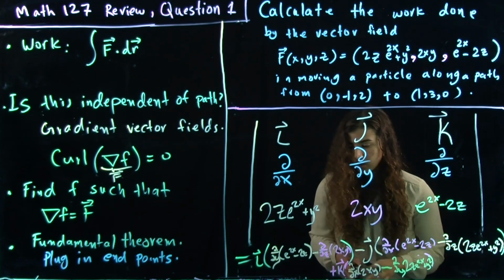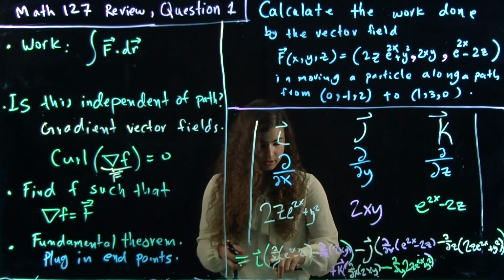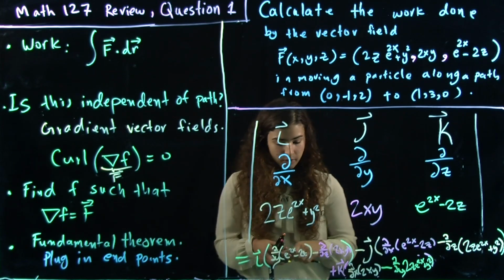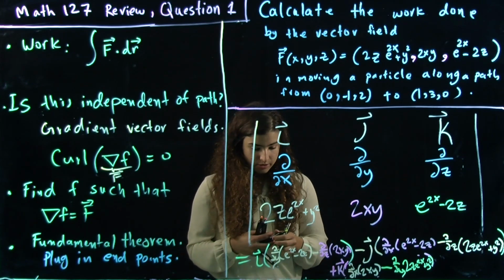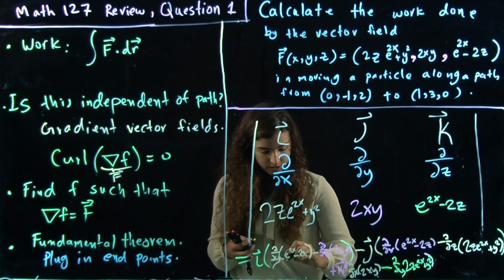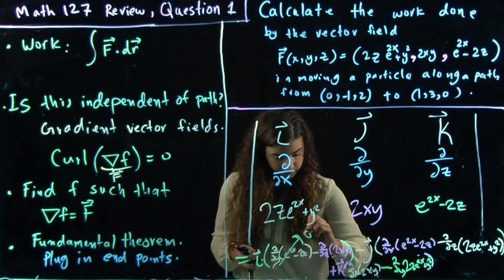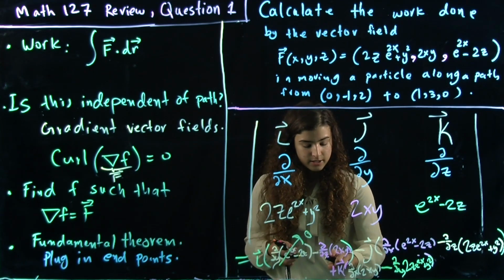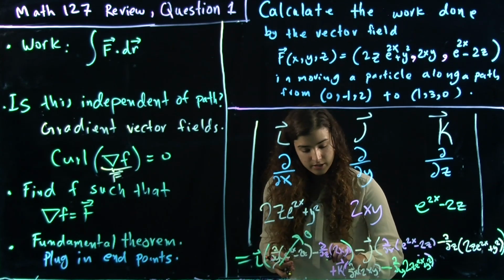Okay, so looking at this now, when you take your partial with respect to y, what you're going to do is hold all the variables that are not y as constants. So here we have our e^(2x), and that's going to be treated as a constant, and that's going to go to 0, as is our minus 2z. And here we have our partial with respect to z, and since I don't see a z here, just 2xy, all of those are going to be treated as constants, and it's going to go to 0.